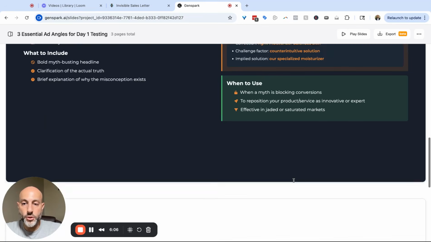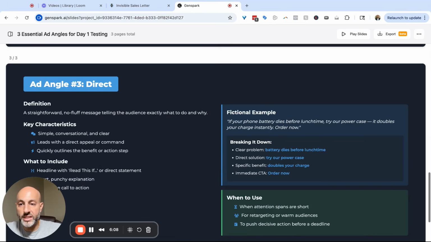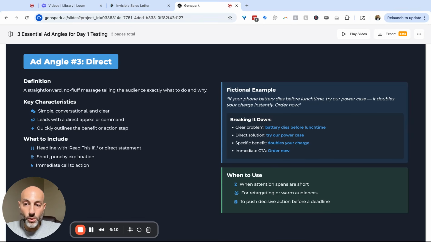All right. And the third and final one we're going to go over today that we like to test is, drumroll, the direct ad angle. This one will surprise us sometimes because this is the one that is just straightforward, no fluff, telling the audience exactly what your ad is about, why you want them to click it. And it works surprisingly well because there's some people that just need you to get to the point. It's simple, conversational, clear, direct, quickly outlines what they're going to get when they click.